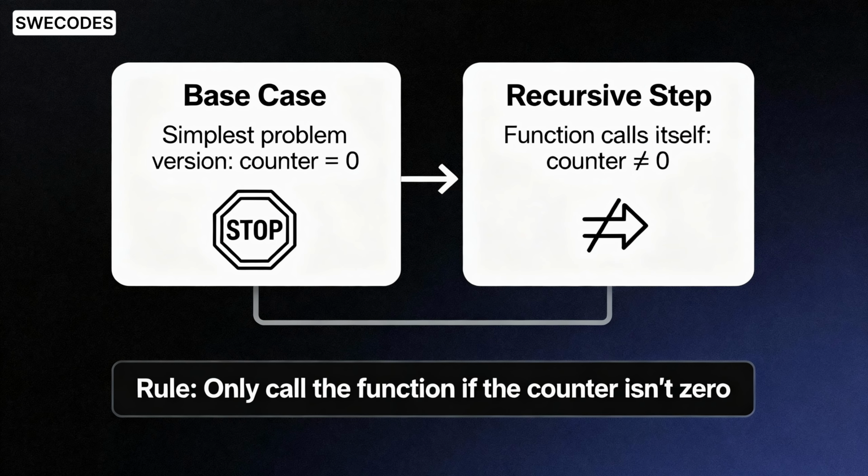The solution, the base case. To fix this, every recursive function must have a base case. Think of the base case as your stop sign. It's the simplest version of the problem that can be solved without calling the function again. Let's add one. We'll tell the function to only call itself if the counter isn't 0.